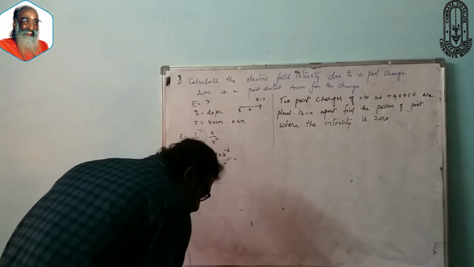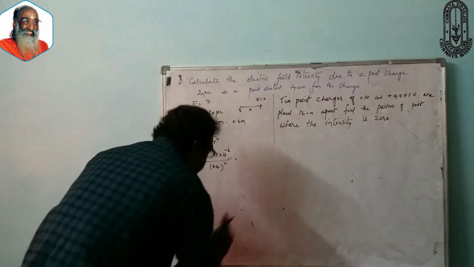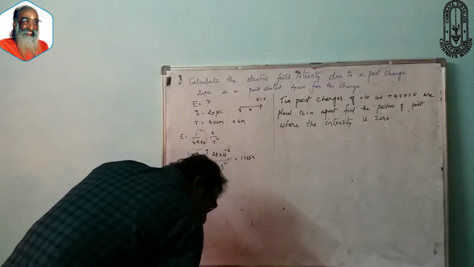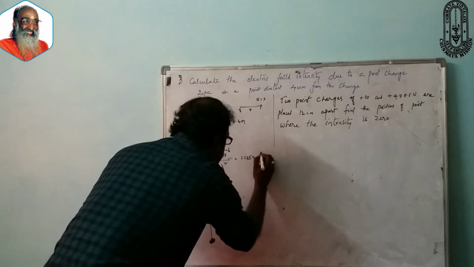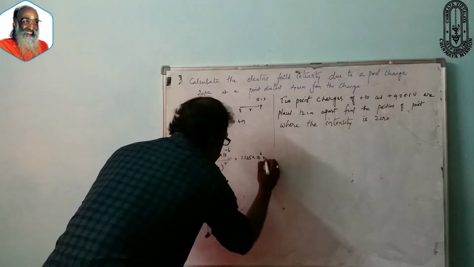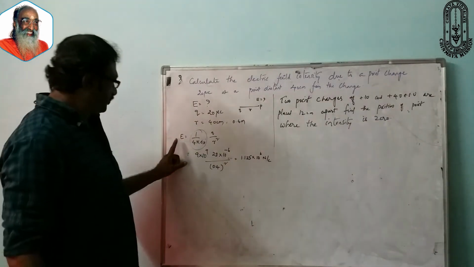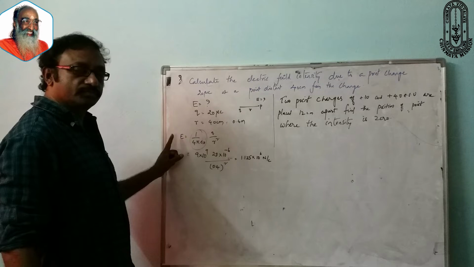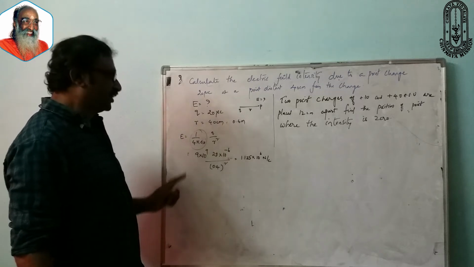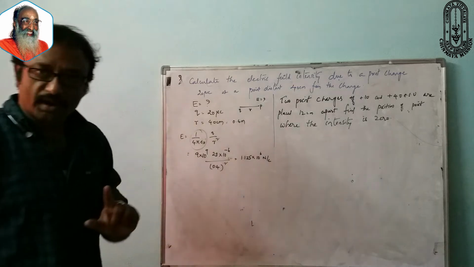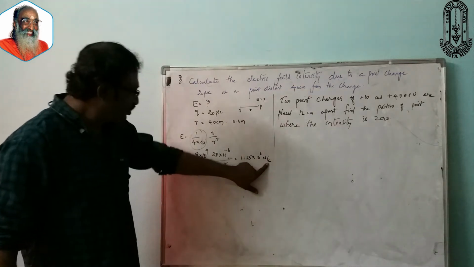Our answer will be 1.125 into 10 to the power of 6 Newton per coulomb. You know that the unit of E, intensity of electric field, is Newton per coulomb or volt per meter. Here mention only this Newton per coulomb.